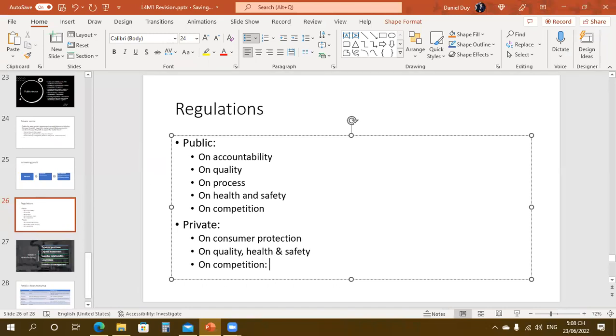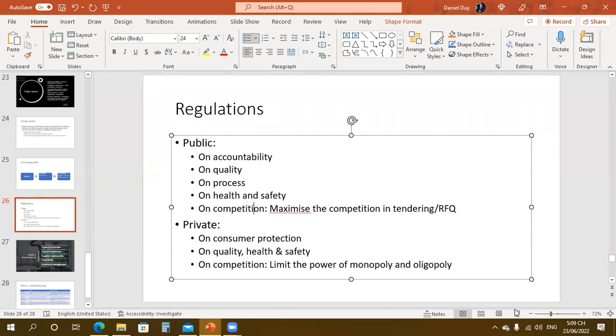Competition here means to limit the power of monopoly and oligopoly. Competition in the public sector is about maximizing the competition in the tendering or RFQ process. Although I write here only competition, it has a different meaning in the regulation in each sector.